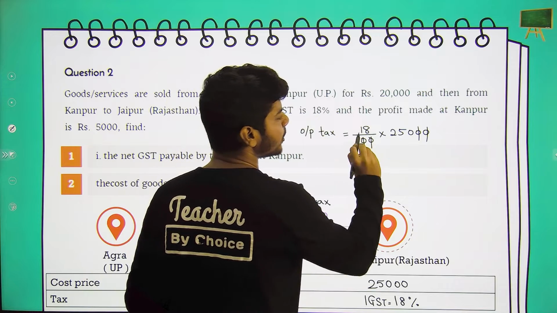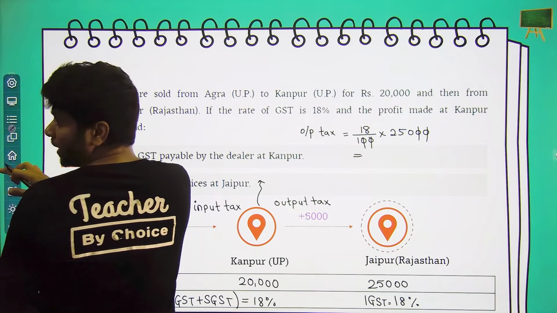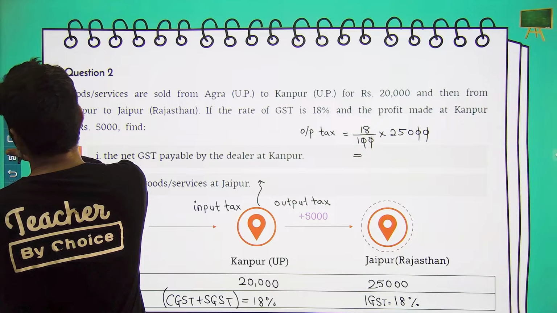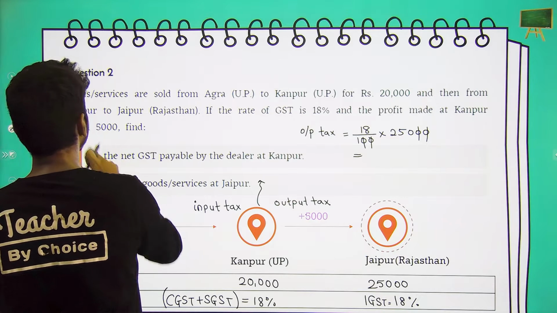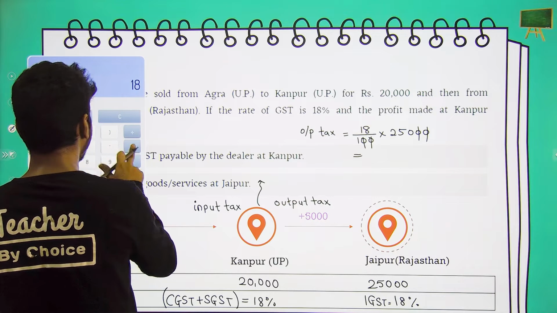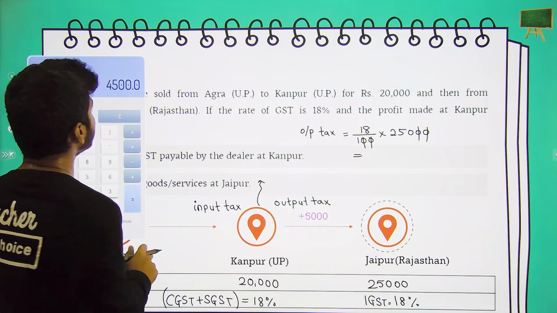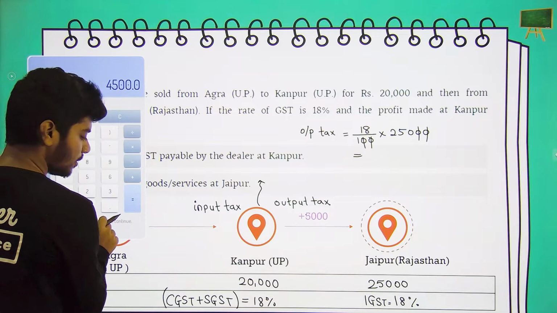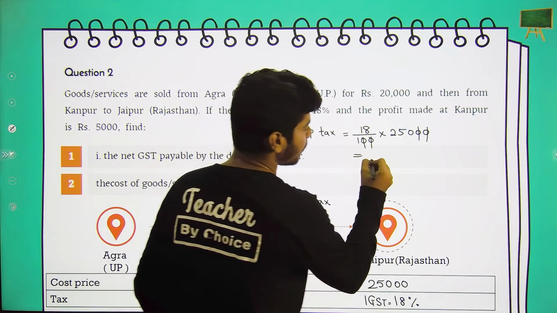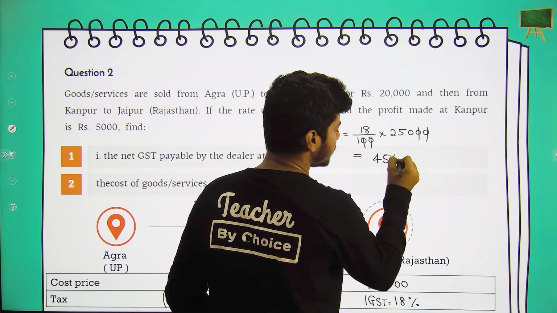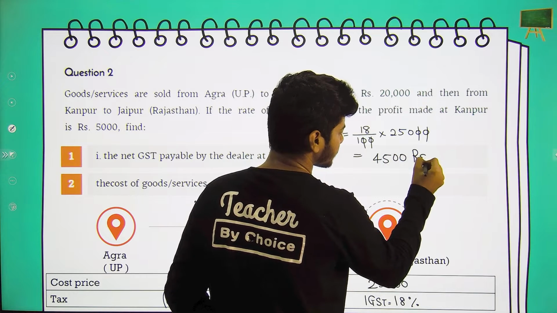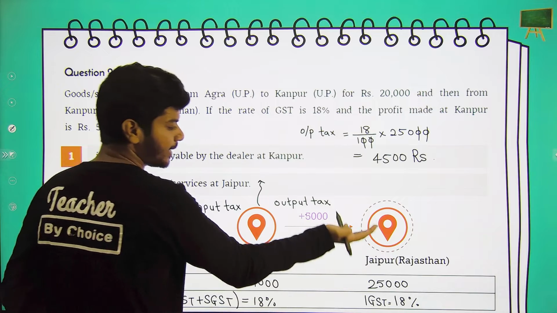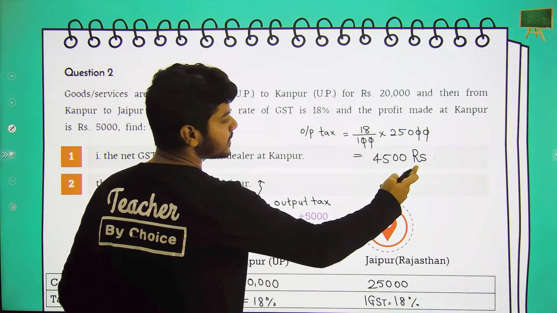In this case, we can call it output tax, which would be equal to 18 into 250. 18 into 250 is equal to 4500 rupees. So the tax collected from Jaipur was 4500.